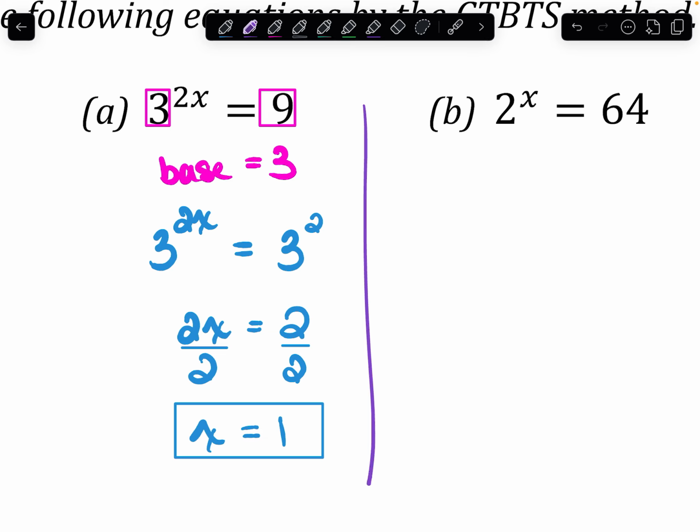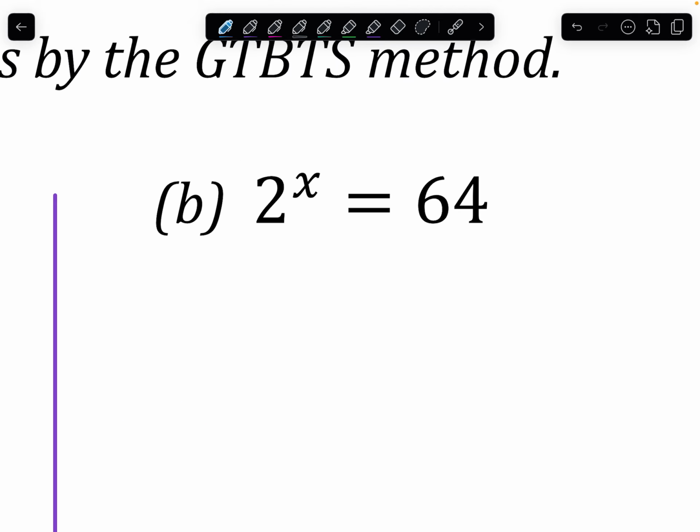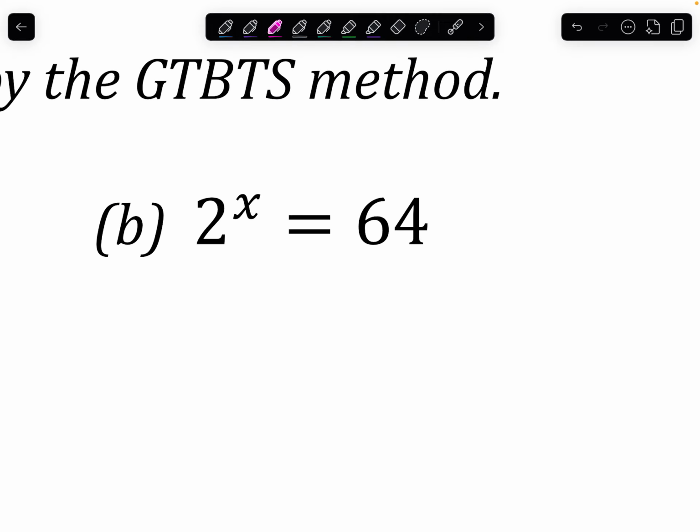Second example. All right, B, we're given 2 to the power of x equals 64. So we want to think base in common. So 2 is very simplified. There's really no other way to write it without getting fancy, and we'd rather not get fancy. So we're thinking 64. Is 64 a power of 2? And it is.